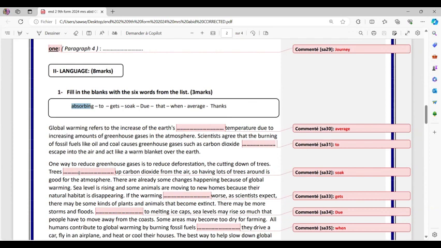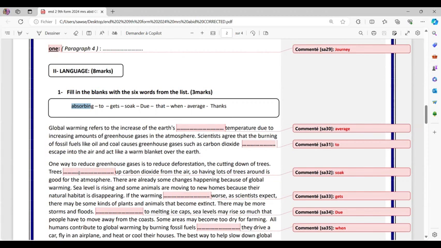And we understand soak up means absorb. So trees soak up carbon dioxide from the air. So having a lot of trees around is good for the atmosphere. There are already some changes happening because of global warming. Sea level is rising and some animals are moving to their new homes because their natural habitat is disappearing.